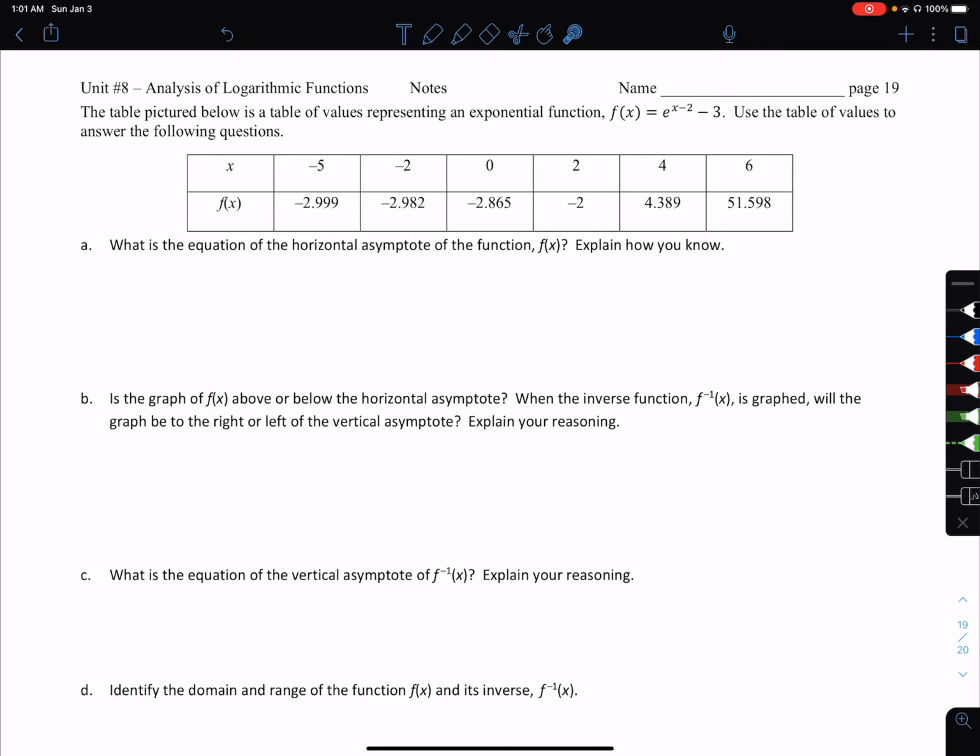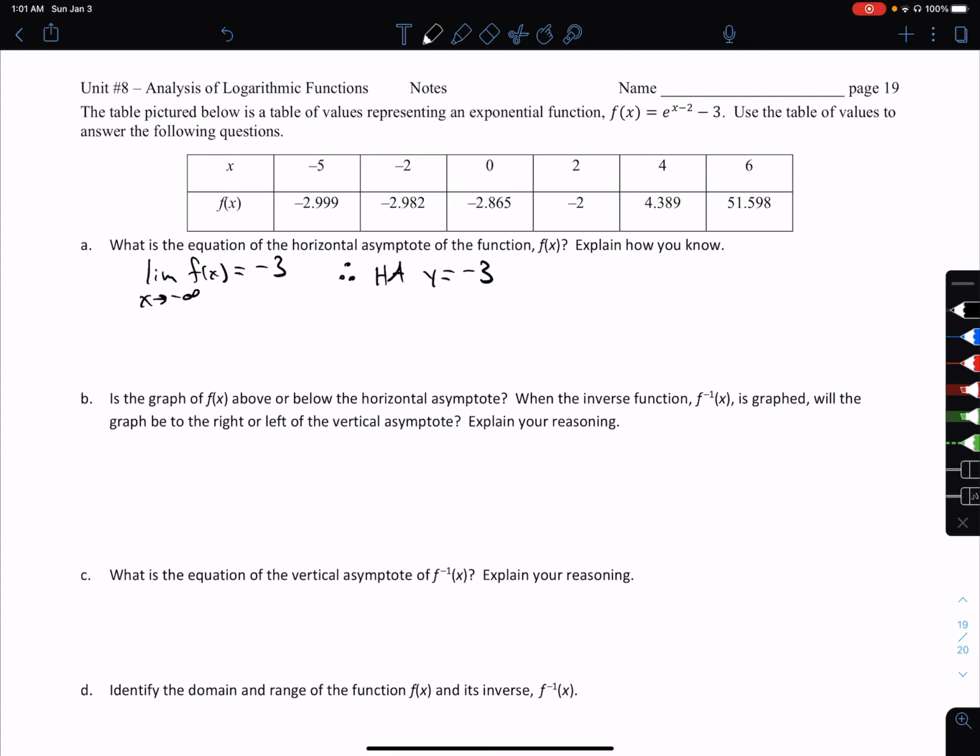Explain how you know. Well, the horizontal asymptote is going to describe the end behavior. Looks like if we move to the right, these y values are getting bigger and bigger. So I would say as we go to the right, the limit of f of x is approaching infinity. If we go to the left, it looks like these y values are getting closer and closer to maybe -3. I'm going to write that down. The limit as x approaches negative infinity of f of x appears to be approaching -3. The conclusion I can draw from that is this has a horizontal asymptote at y equals -3.